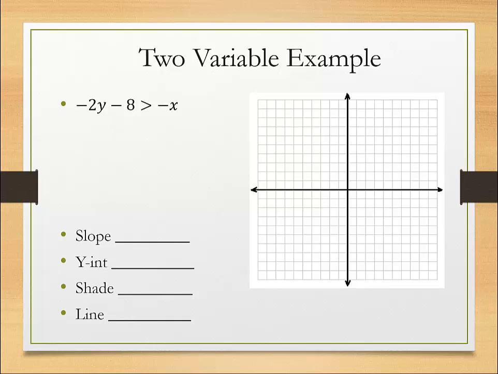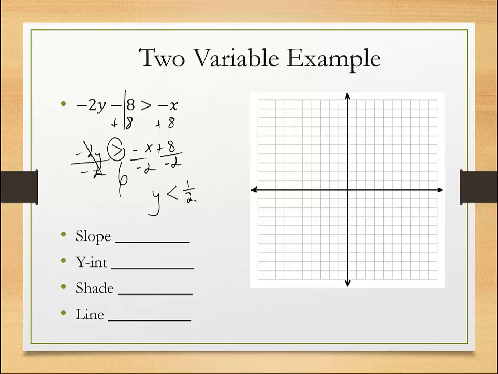So here's our first example. We first need to solve for y because we need to graph it. So put it in slope-intercept form. So in order to do that, we need to add 8 to both sides. So then we'll get negative 2y is greater than negative x plus 8. And now we need to divide by negative 2 to get y by itself. And remember, when you divide by a negative number, your sign switches. So you'll have y is less than, so it's not greater than anymore, it's less than now.